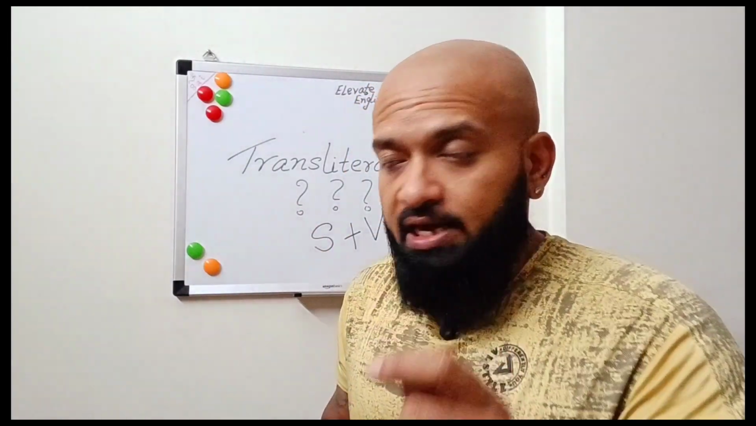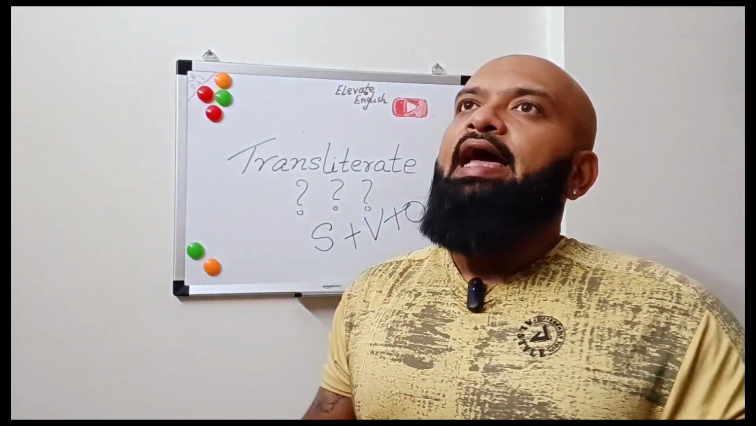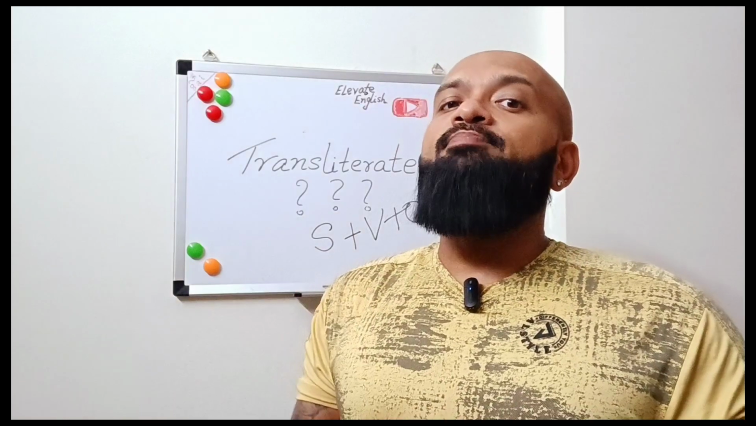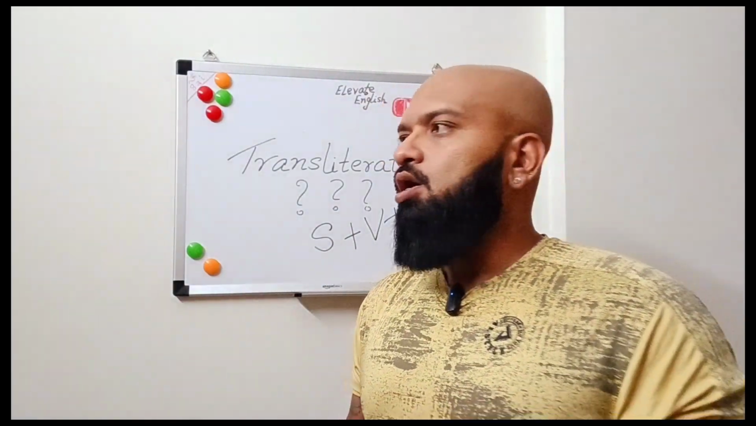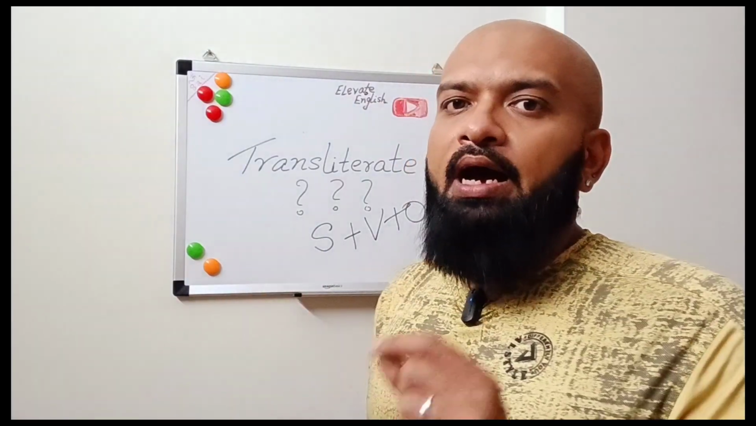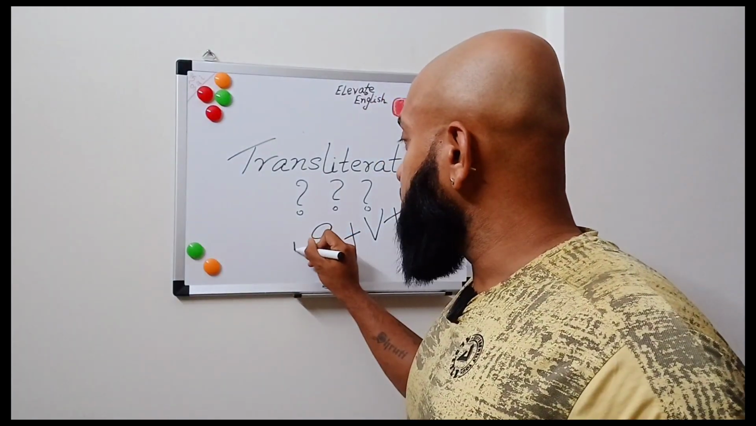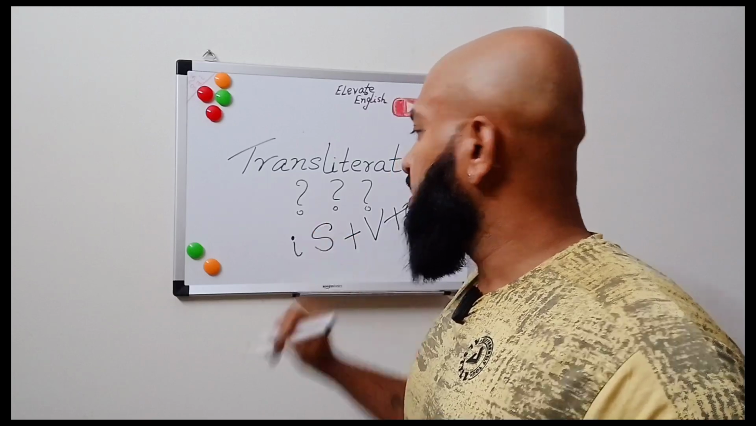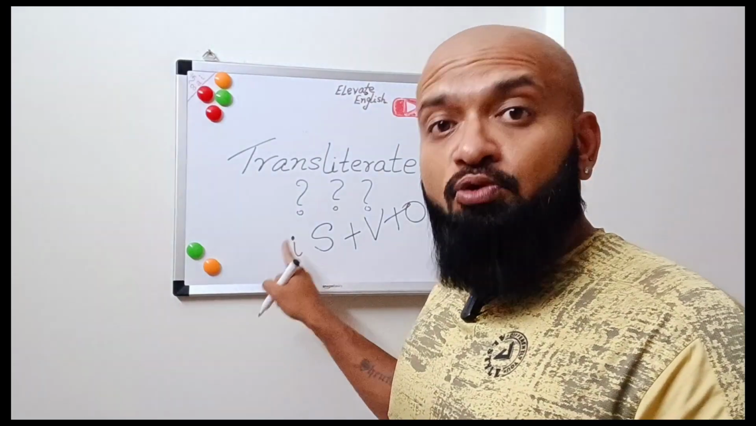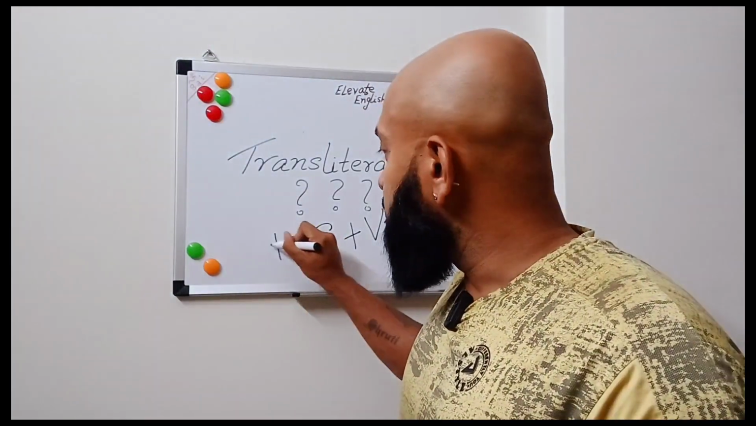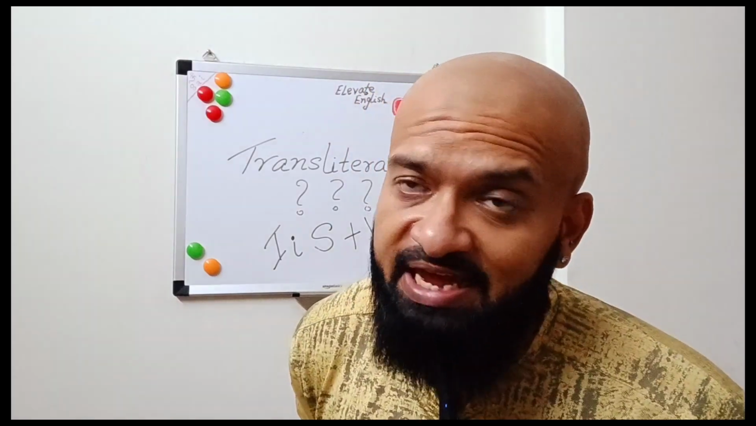Before that, let me tell you this. The subjects mostly begin the sentences, and in English, nouns and pronouns are mostly used as subjects. In this particular example, I'm going to use a pronoun which is very commonly used, but please don't write this pronoun as this. This is more than an error. The pronoun I is always written in caps, regardless of wherever you place it in a sentence.